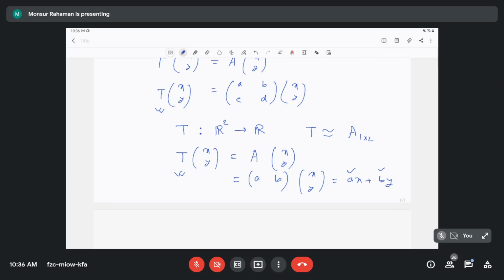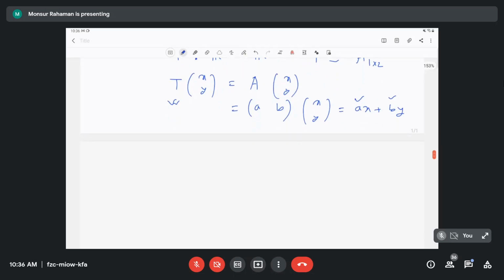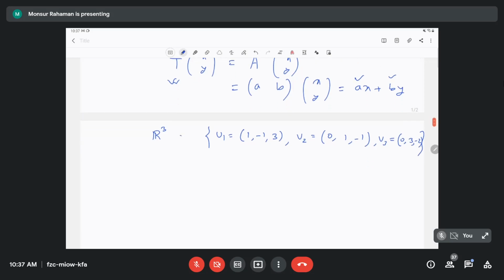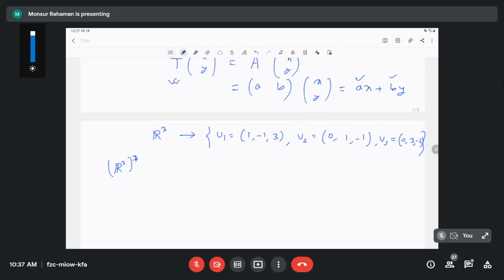Okay, so let's do a problem. R3 is a vector space, and this is the basis given. V1 is equal to (1, -1, 3), V2 is (0, 1, -1), and V3 equals (0, 3, -2). Okay, this is the basis of R3. Now you have to find the dual basis, R3 star.